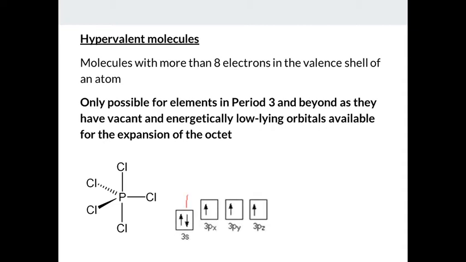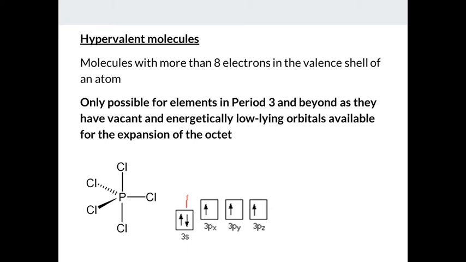And so this is quite puzzling, because we observe that from the electronic configuration of phosphorus, which is 3s2 3p3, phosphorus should only form 3 bonds and thus have an octet of valence electrons. So how is phosphorus then able to form 5 bonds?